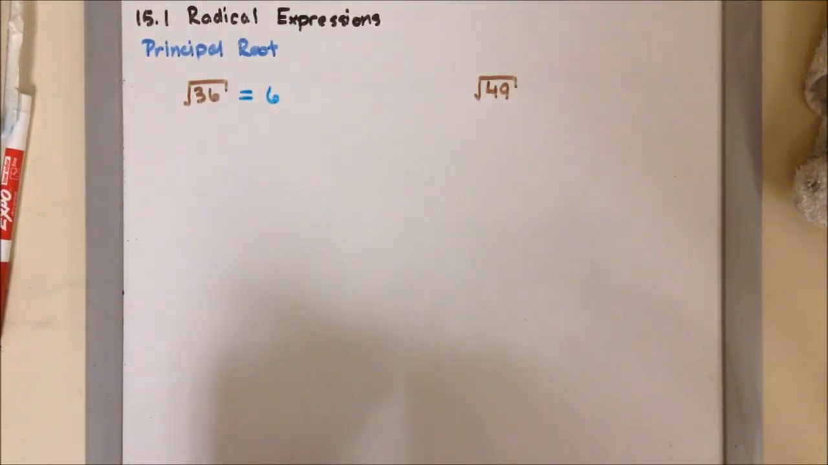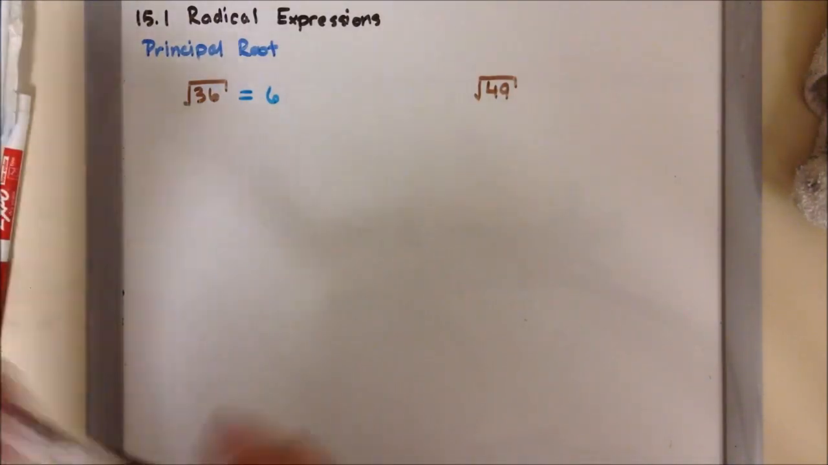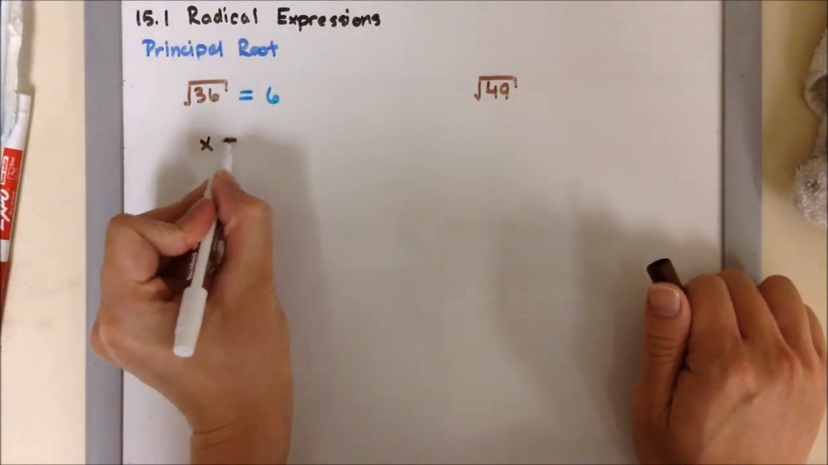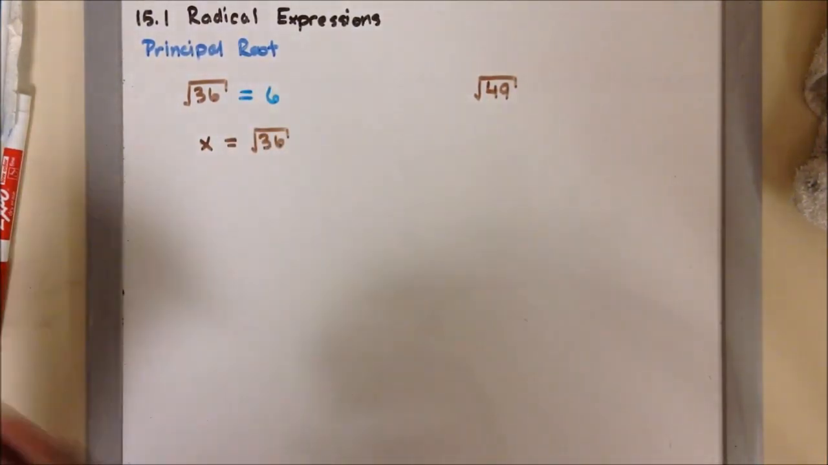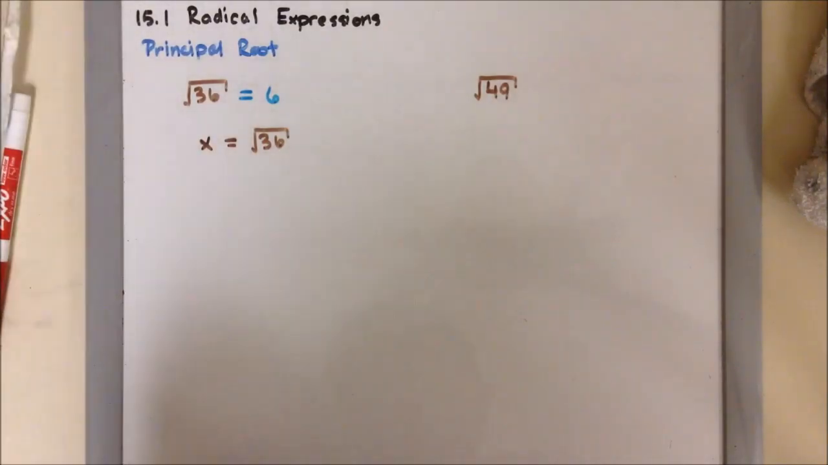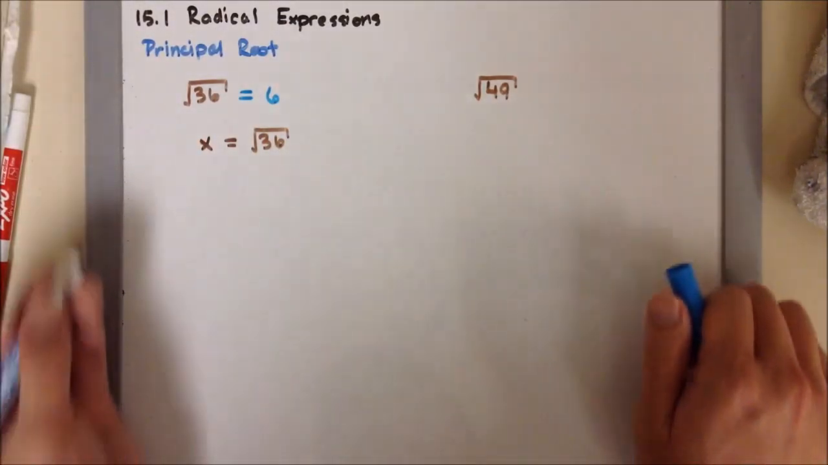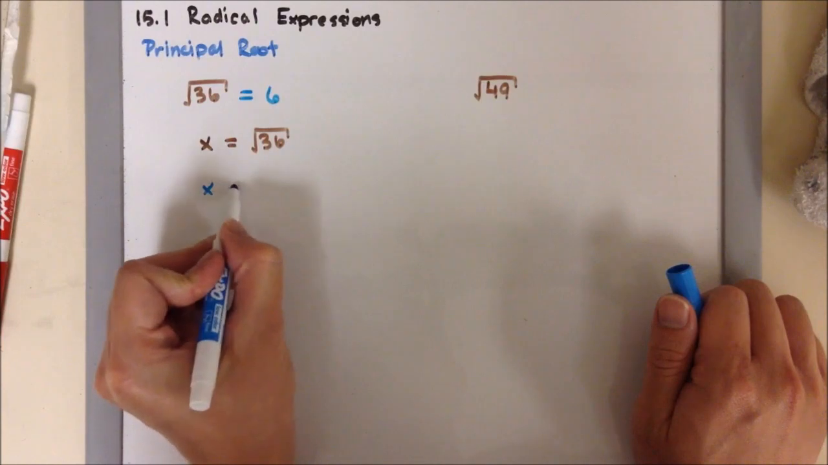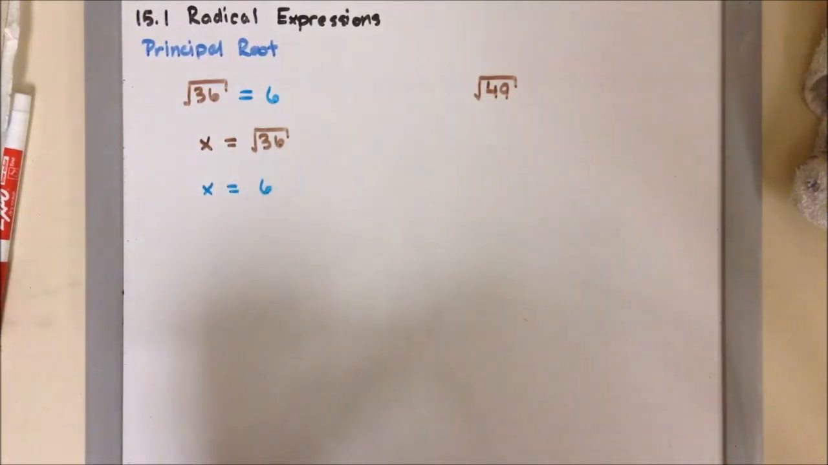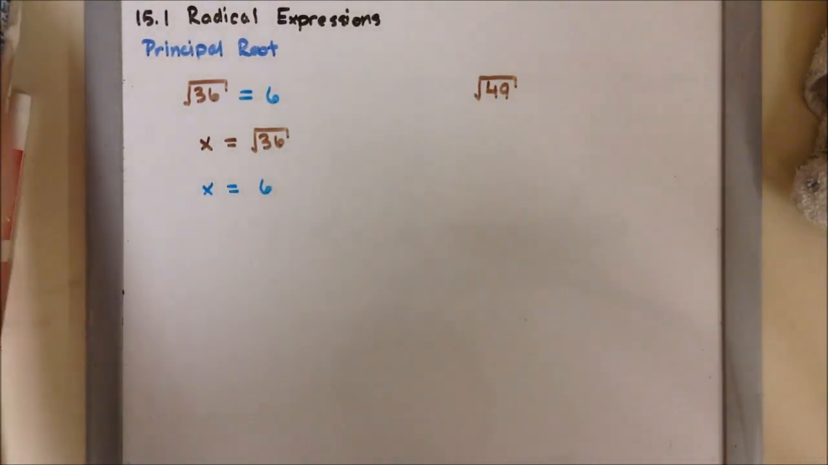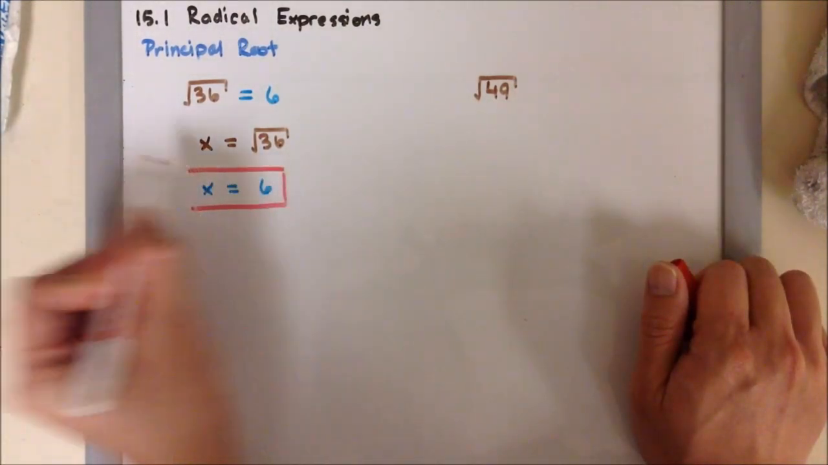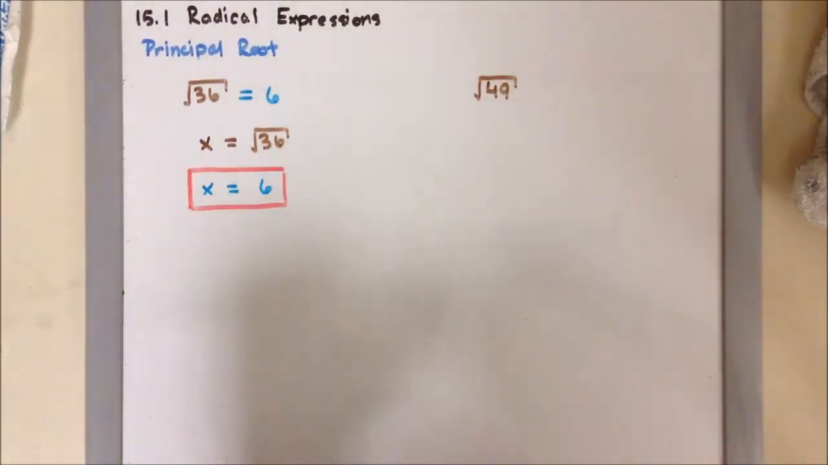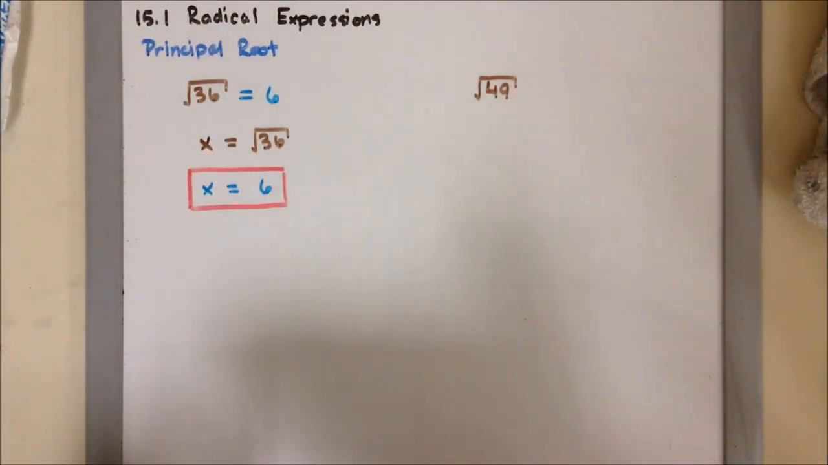Now if you had a question, just like in the previous example, where it's x equals the square root of 36, then again, you can say that you're looking for the principal root, meaning that you're looking for the positive root. So therefore, x is equal to a positive 6. And that will be your final answer. And let me box that up. So again, if you just see a square root and it asks you to simplify, you're doing the principal root.